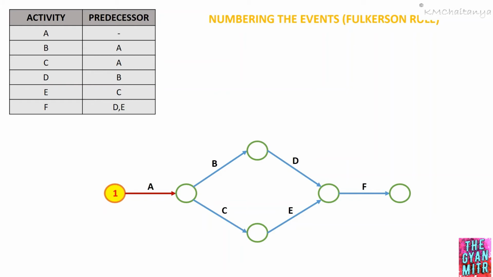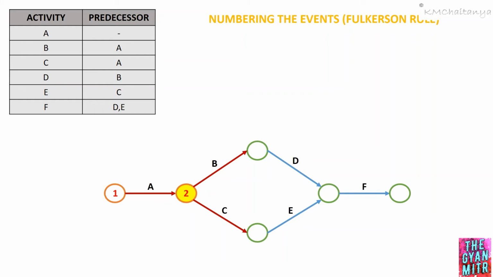Once we have traced activity A, we have to see which is the next event that is occurring. So we have only one event after completion of activity A. Therefore, we are going to number this event as event number 2. Now we'll move on to event number 2. From event number 2, two activities, activity B and activity C, are starting. So we are going to trace both these activities.